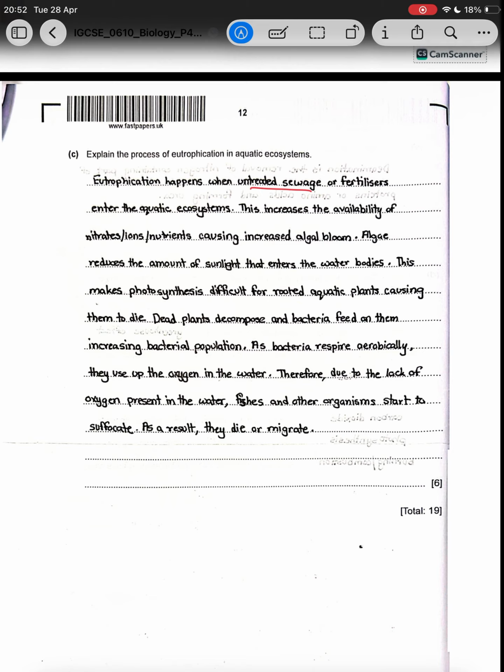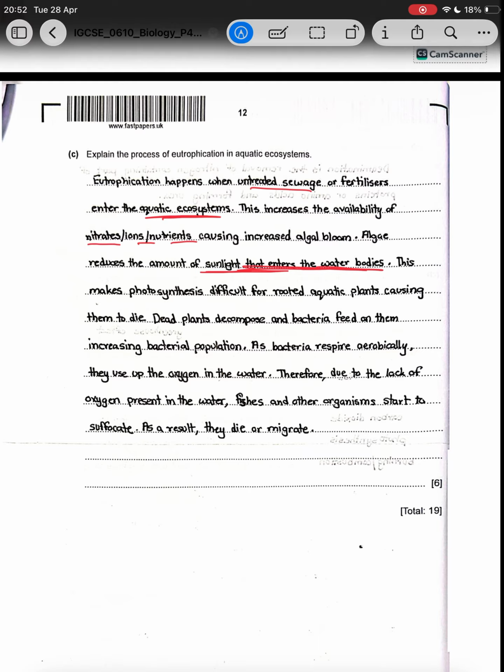Eutrophication happens when untreated sewage or fertilizers enter the aquatic ecosystems. This increases the availability of nitrates or ions or nutrients, you can mention any one, causing increased algal bloom. Algae reduces the amount of sunlight that enters the water bodies.